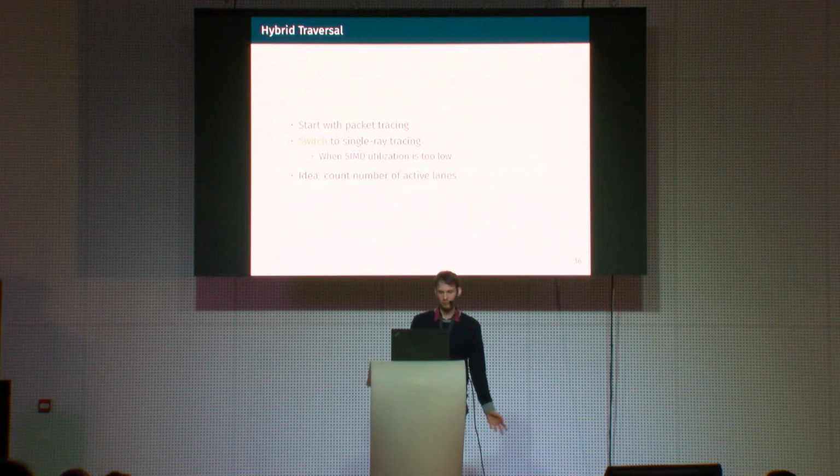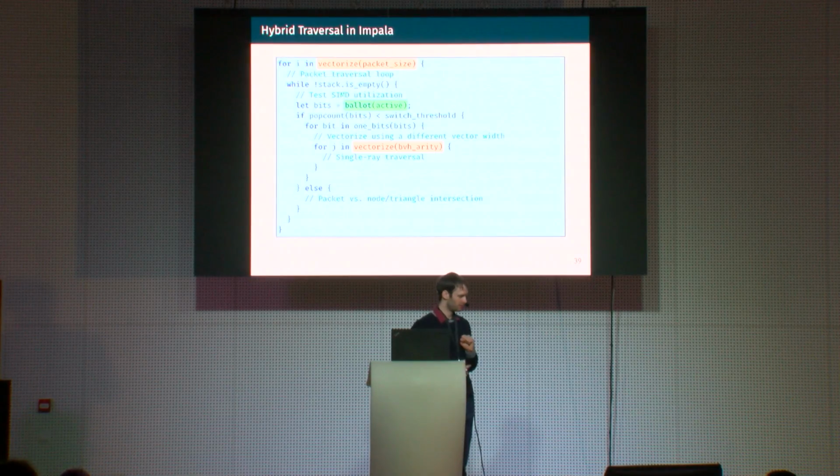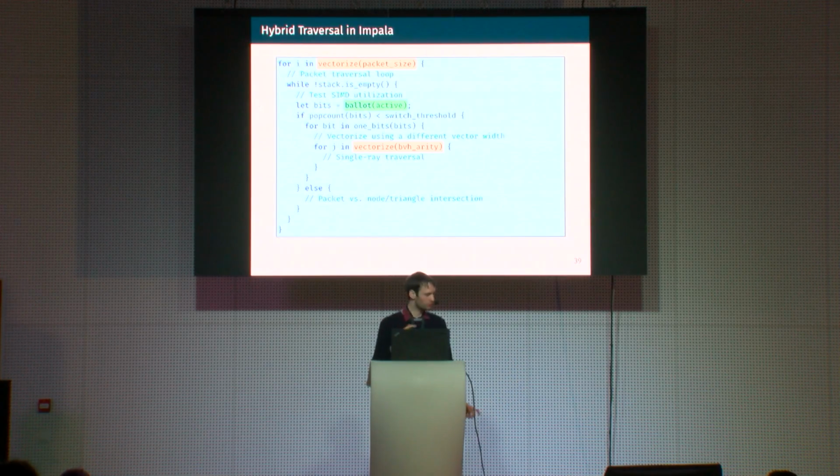And so finally, the part of the traversal which combines the two ideas is hybrid traversal. And as I said, you start with packet tracing, and then you switch to single ray tracing when you don't have many active lanes. And the way you do this is something like this. You start by vectorizing for the packet. Then you have the traversal loop, which just pops nodes from the stack. Then you create a mask with the ballot intrinsic, which will give you a bit field telling for every bit whether the lane is active or not. So bit number 0, if it's 1, it says that lane number 0 is active. If it's 0, it's inactive. And if you do a pop count on this mask, you end up with the number of lanes that are active.